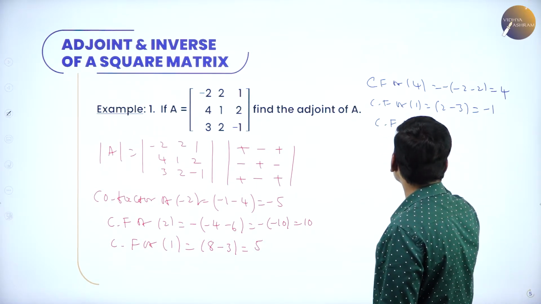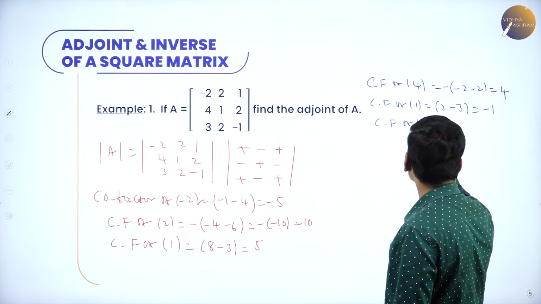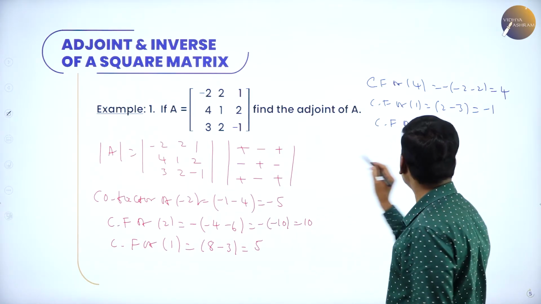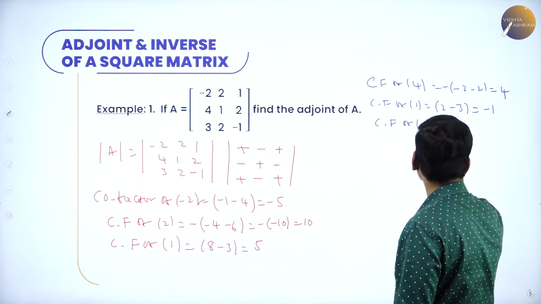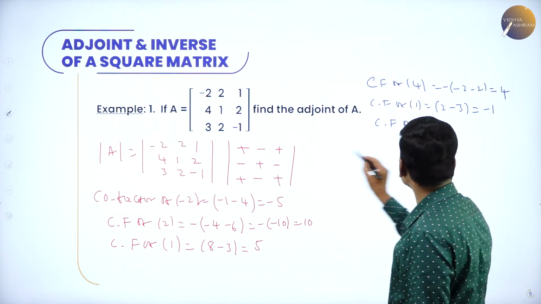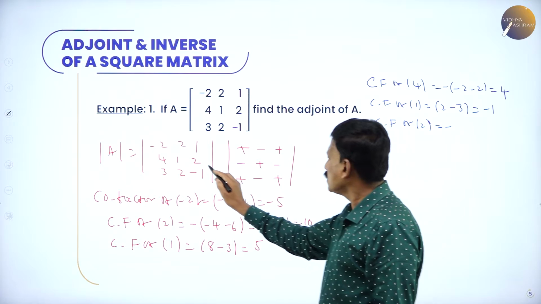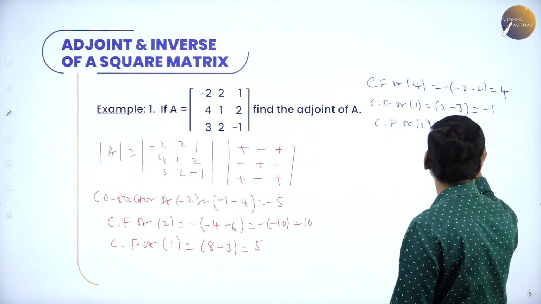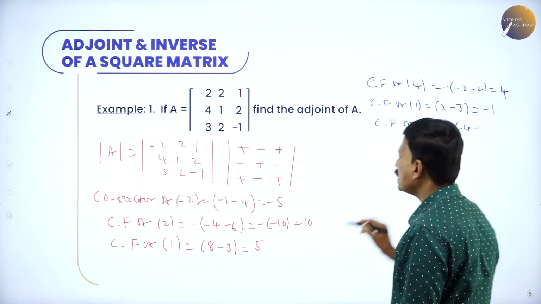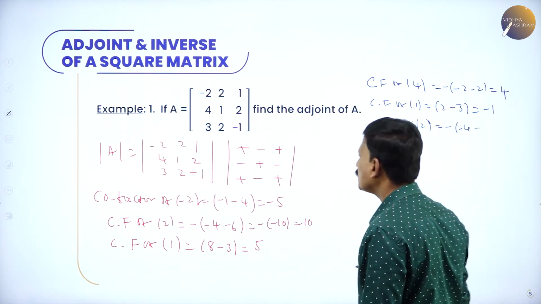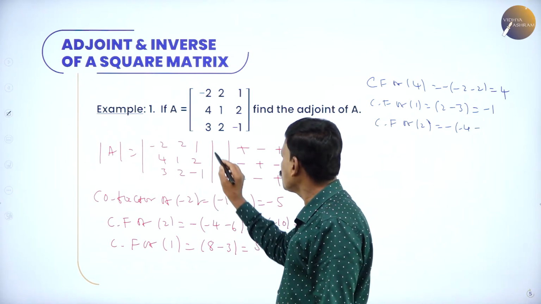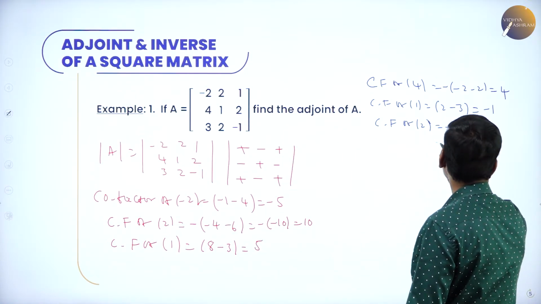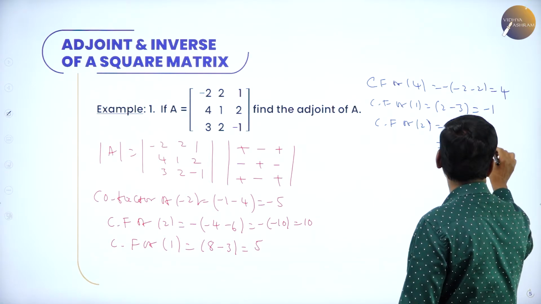Again, cofactor of 2, this element 2. What is the sign? It is negative sign, minus. This column and row is deleted. Minus 2 2s are 4, minus 4, minus 3 1s are 3. So, 2 2s are 4, 3 2s are 6. So, this is minus of minus 10 is plus 10.